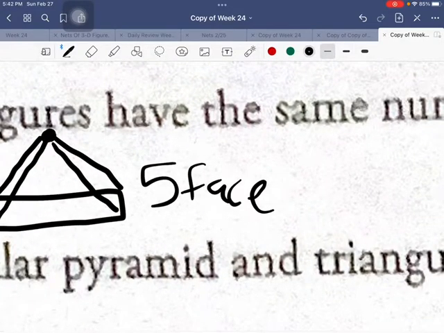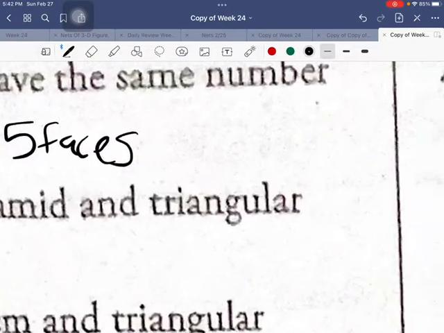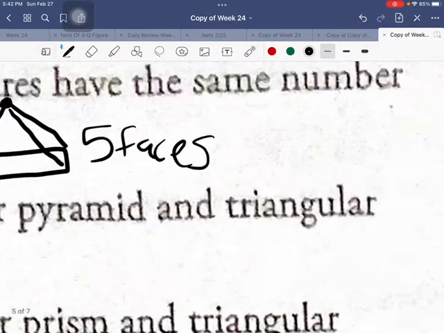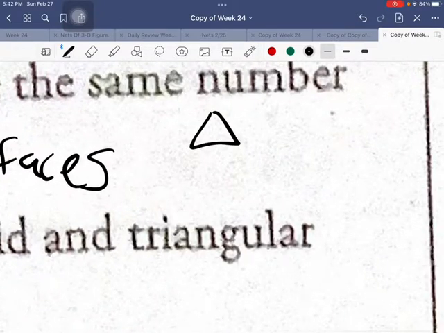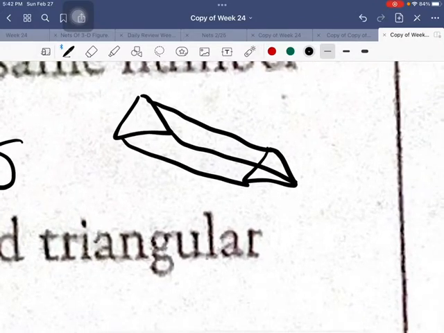for the rectangular pyramid. How about the triangular prism? Ooh, prism means there's going to be 2 of them. So 1, 2, we connect the dots. How many faces? Well, we have the 2 bases, of course.